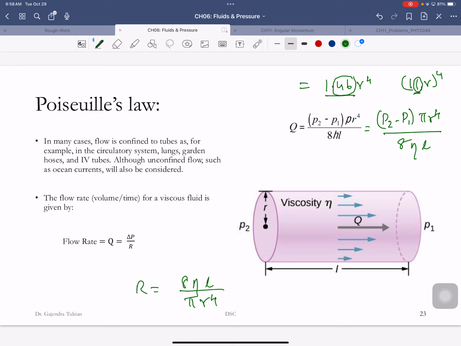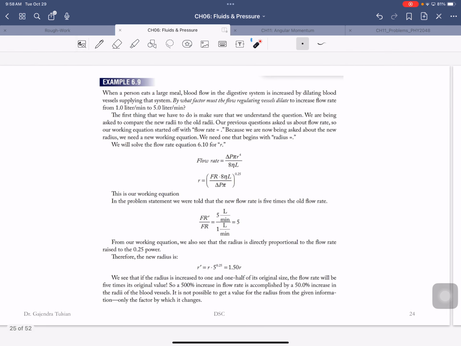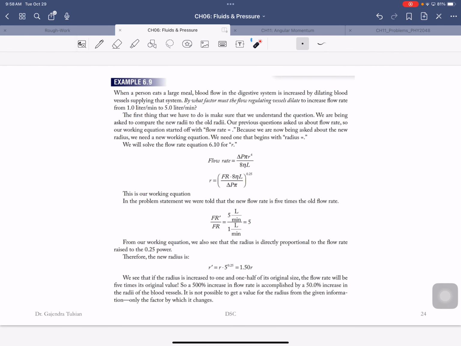So again, controlling flow rate is done most easily by changing the radius of the blood vessel. And so that's what this problem says. When a person eats a large meal, blood flow in the digestive system is increased by dilating blood vessels supplying the system. So by what factor must the flow regulating vessel dilate to increase flow rate from 1 liter a minute to 5 liters a minute? So you're increasing the flow rate by a factor of 5.